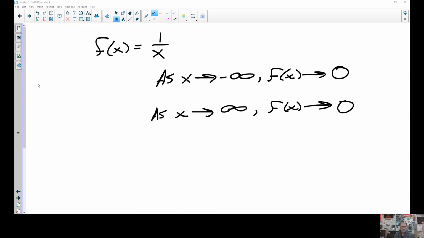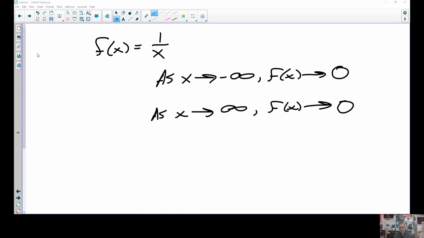Oh, did I get my graph in there? Let's do second quit. Yeah, there's one quick way to do that. All right, y equals 1 over x and window. All right, so let's graph it. There we go. All right, so we know what this looks like.